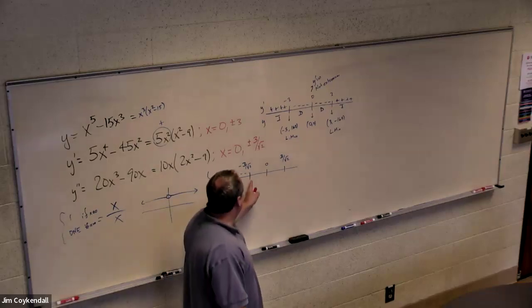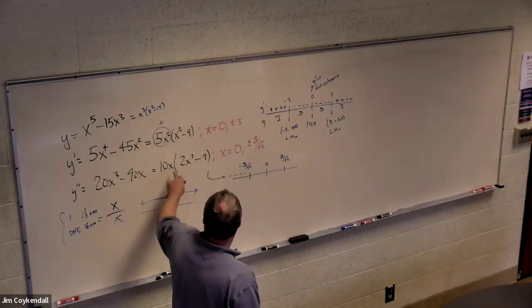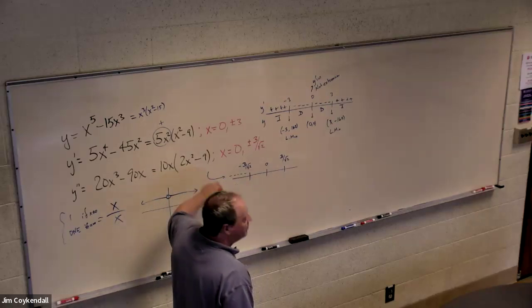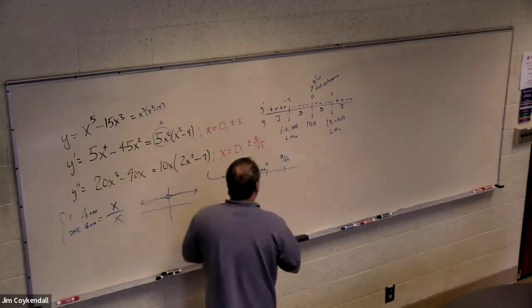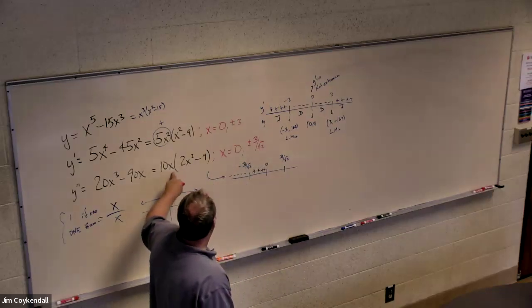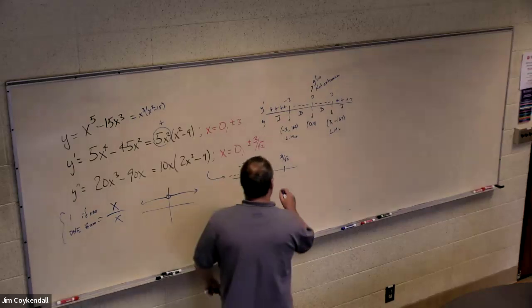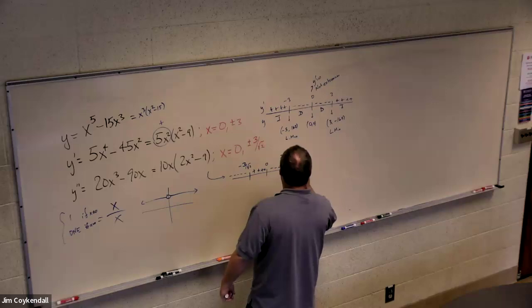What happens if you're in between here and here? Something like, for example, -1. Negative, negative, positive. What happens if you're between here and here? Something like +1. Positive, negative, negative. So every one of these changes. When x is huge, this is positive.